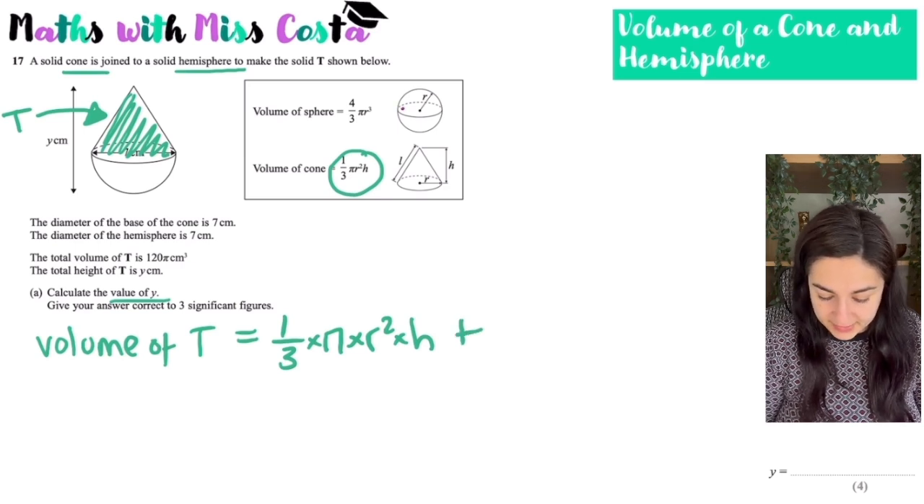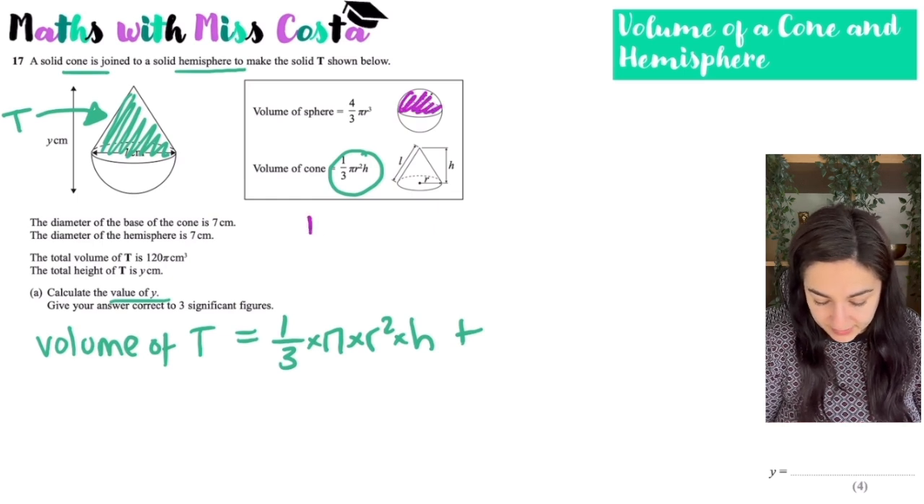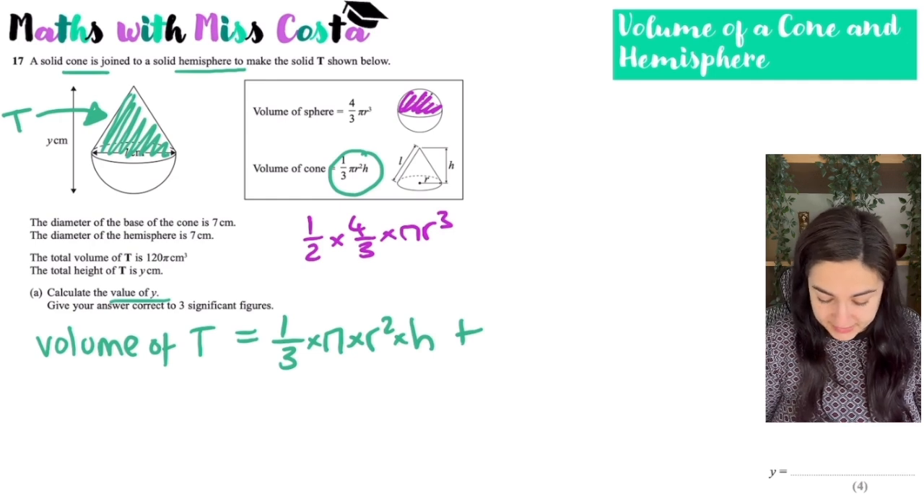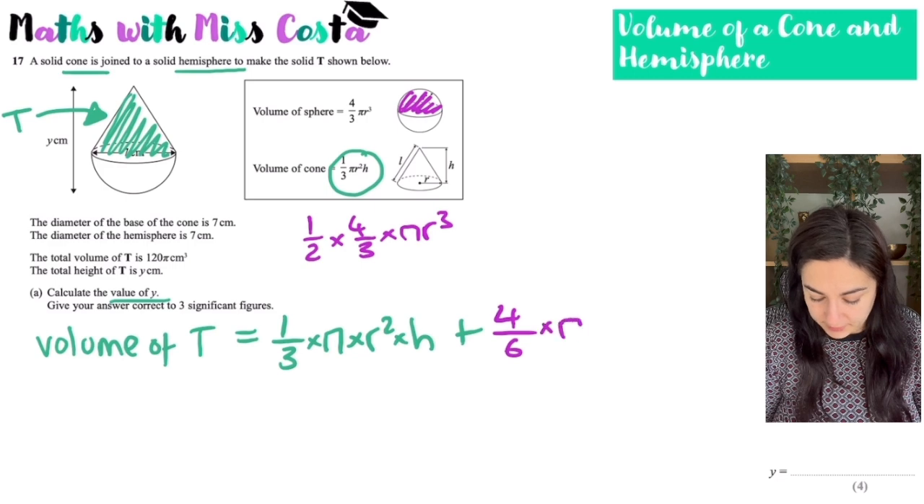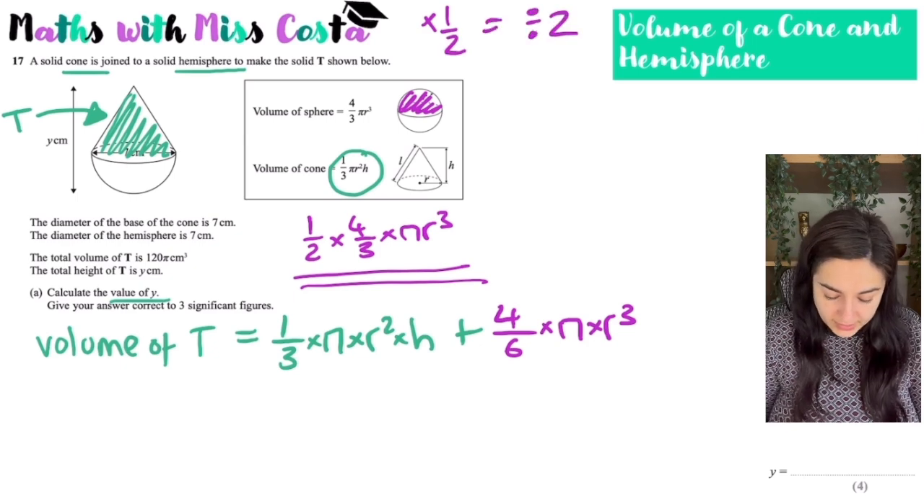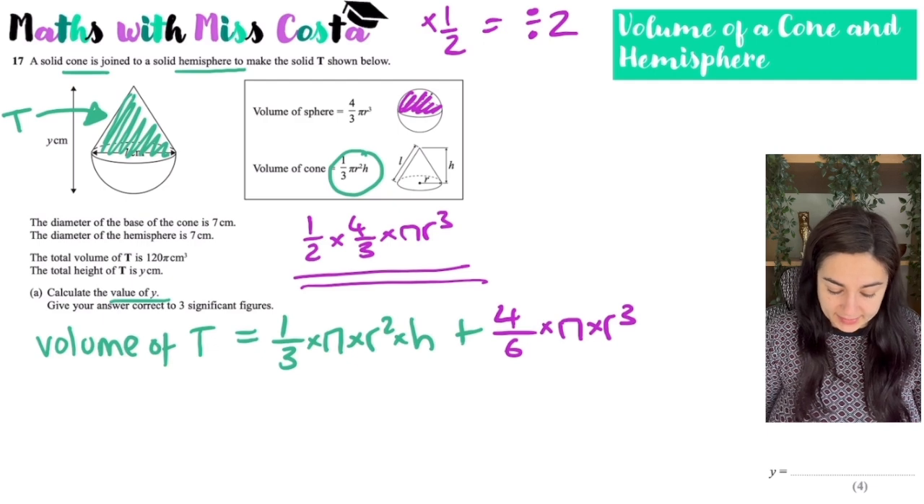So hemisphere is going to be half a sphere. So if the volume of a sphere is 4/3 pi r cubed, the volume of a hemisphere is going to be 4/6 times pi times r cubed. I've just multiplied it by a half. Remember, timesing by a half is the same as dividing by 2. Okay, so this is my long complicated formula.